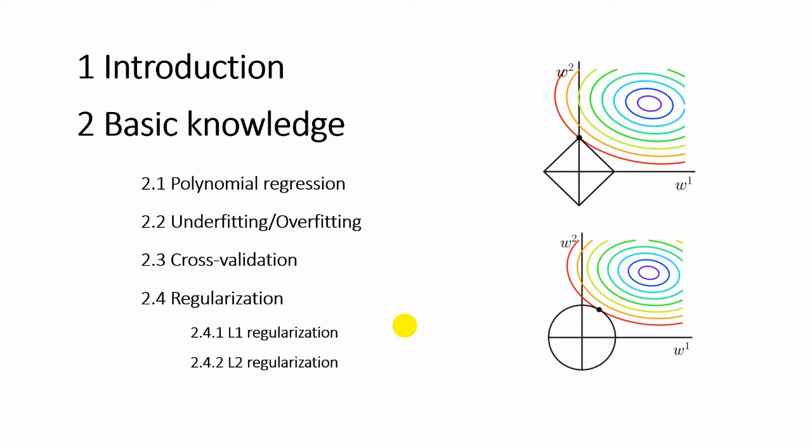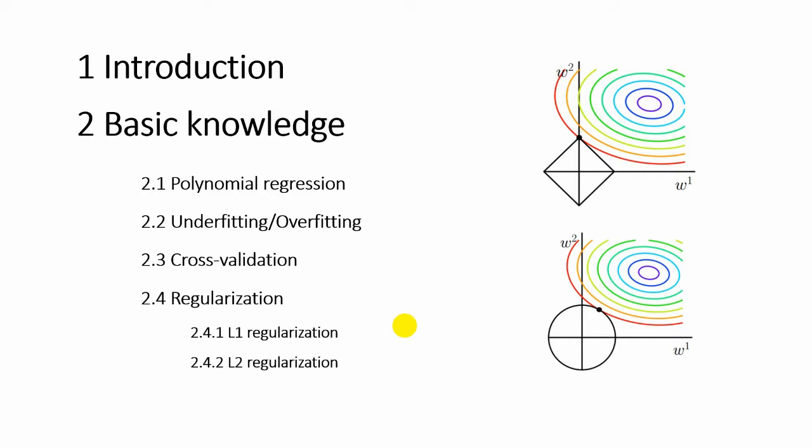Polynomial regression is a form of regression analysis in which the relationship between the independent variable x and the dependent variable y is modeled as an nth degree polynomial in x. In short, it just fits a nonlinear model to the data.